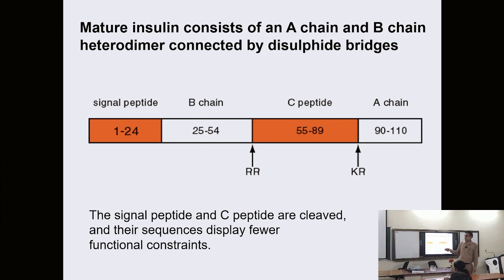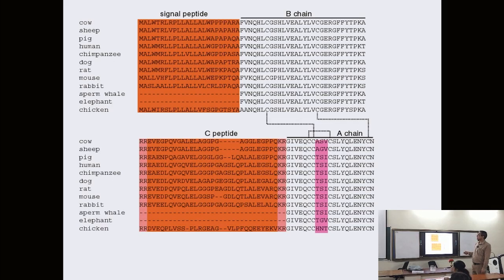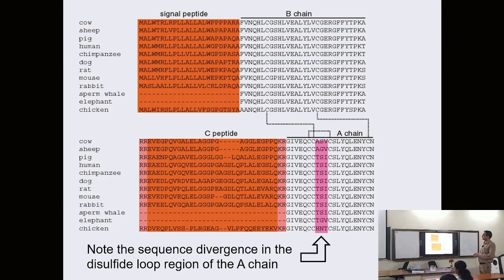On the other hand, there are more constraints on the A chain and B chain. So you can see the mutations in the signal peptide and C peptide. There are many gaps, many mismatches, while the B chain and A chain are highly conserved because of their functional significance. Also in the loop region, again owing to fewer functional constraints, you will see more mismatches here.